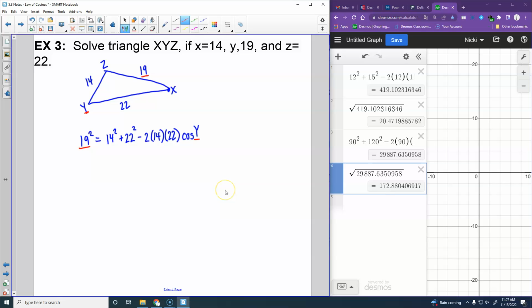So if we do 19 squared, we are going to get 361 equals, and then 14 squared plus 22 squared at the same time. That's going to be 680. I was doing all of this together. And then 2 times 14 times 22 is going to give me 616 cosine y.